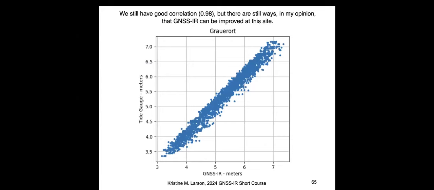So this is the agreement between the tide gauge and GNSS-IR. And it's not as good as the other site. It's only 0.98 correlation. And as I said, the RMS agreement here for one point is about 15 centimeters. So it's not as good as some of the others, but it is a challenging site. And I still have some ideas on how we can make that better, but this is where we are now.